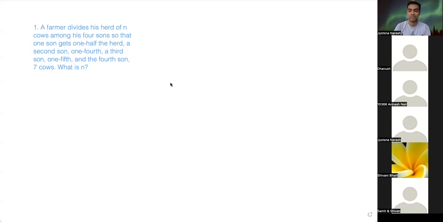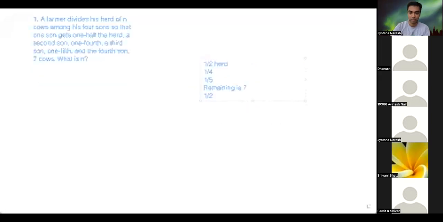Okay, so since one son gets 1/2 of the herd, that means that the second son and the third son and the fourth son must have the other half of the herd. So you can do 1/4 plus 1/5 plus 7 cows equals half of the herd. So that'll be 9/20 plus 7 cows equals 10/20, because 10/20 equals 1/2. So then you can do 10/20 minus 9/20, and that equals 1/20, which equals 7 cows. So then I did 7 times 20 to get 140 cows.